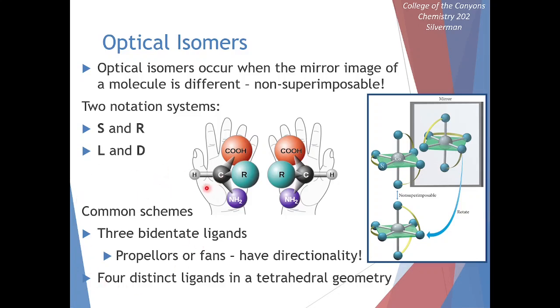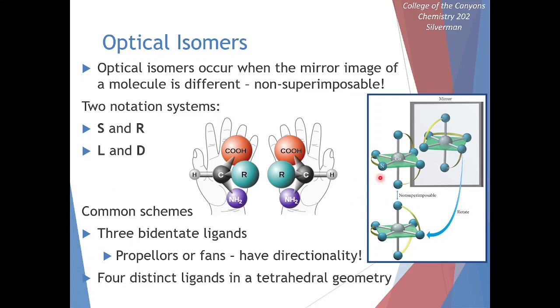For organic chemistry, we saw this with tetrahedral carbons with 4 unique groups. We could have that in coordination chemistry as well, right? If we have a tetrahedral coordination compound, which has 4 unique ligands. More common, however, are going to be these 2 other schemes, where we have 3 different bidentate ligands, 3 bidentate ligands attached to our central metal.